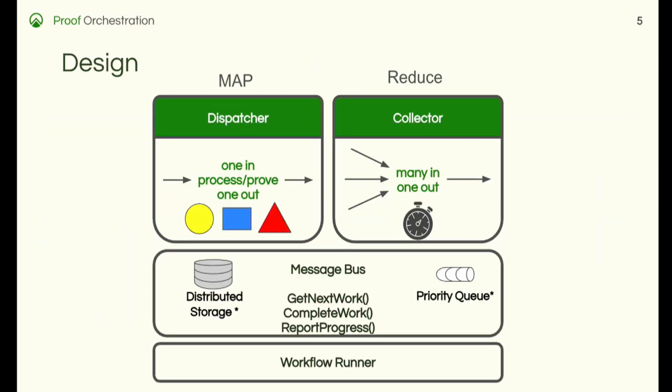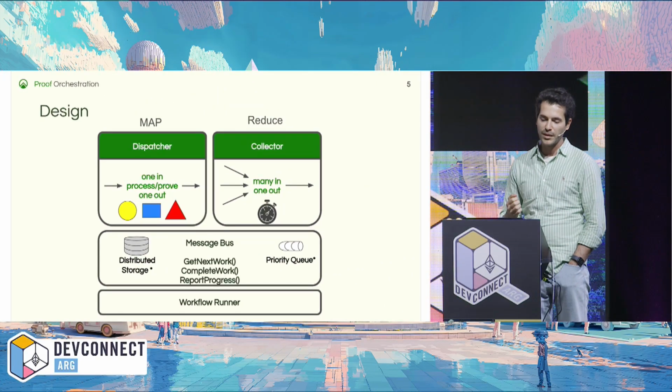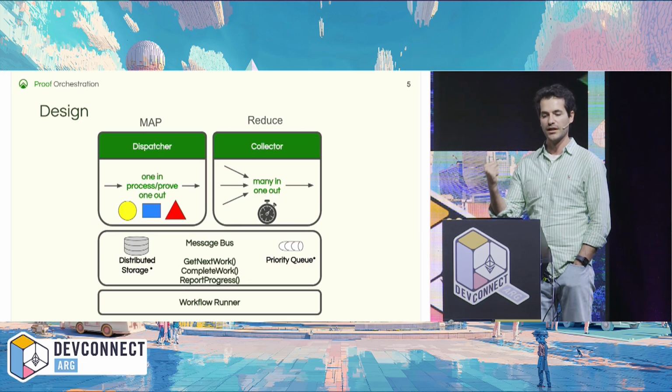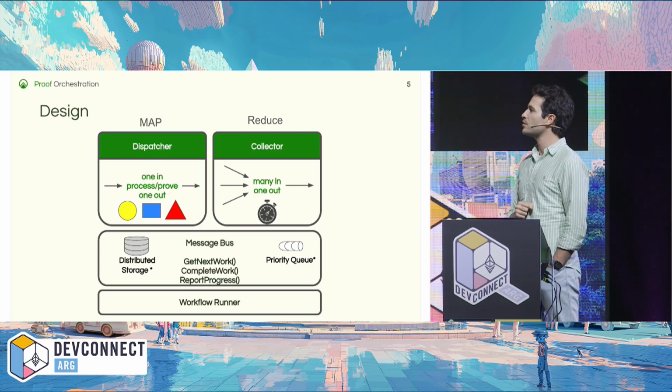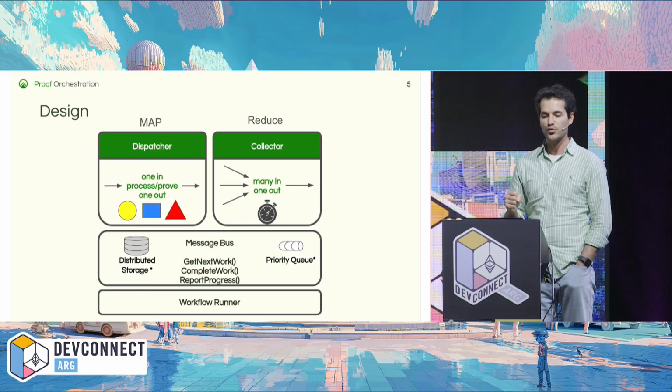So what is the design? This is the part that I want everyone to take away from this talk. What we have designed is based on MapReduce, nothing new. The architecture itself is well battle-tested out there. Every piece of your proving pipeline has to become a dispatcher, basically like map. Those shapes that you see over there are the steps that my prover needs to execute in order to compute a proof.